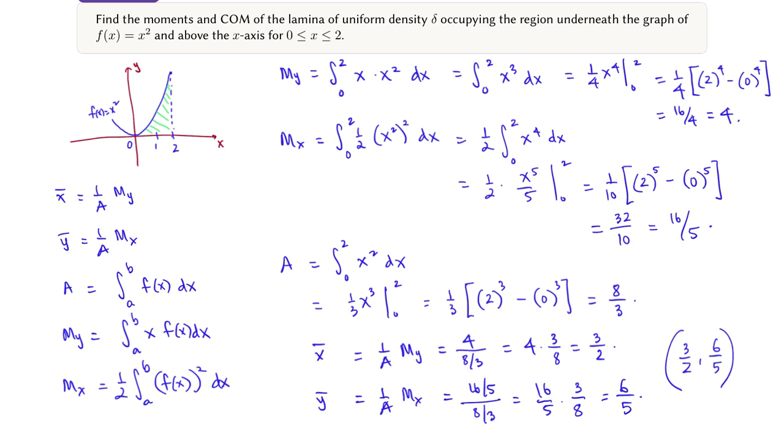We now go back to the graph and locate the center of mass. X bar is 1.5 and y bar is 1.2. And so there it is, the center of mass. 3 over 2, 6 over 5.